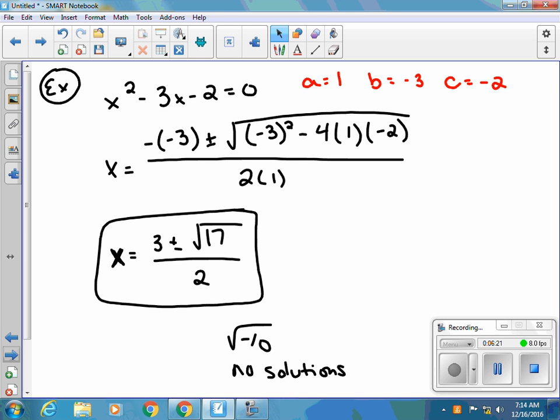Again, the quadratic formula is used in order to find your roots, and there is a program on your calculator, on my graphing calculators, I should say, that'll help you find your solutions, and we'll talk about that when we're in class.